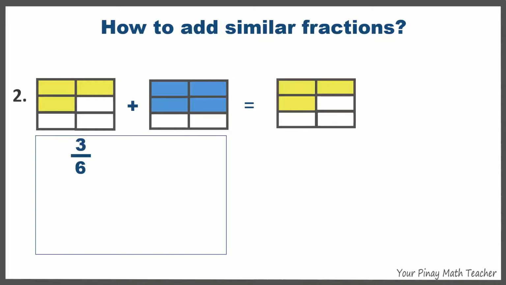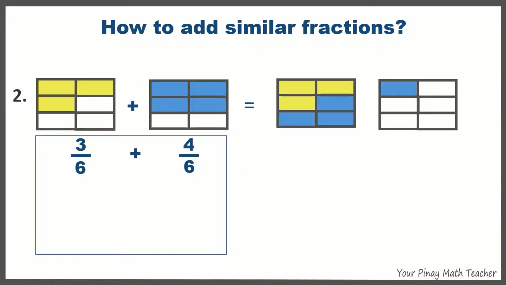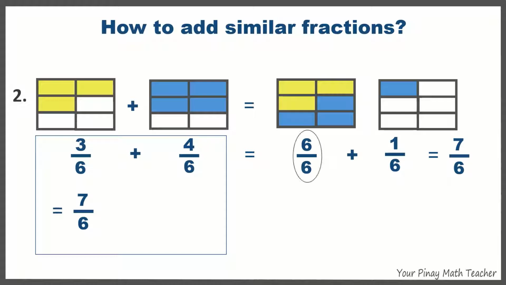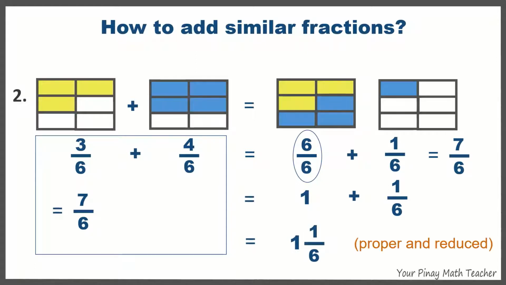Number 2. 3 sixths plus 4 sixths is equal to 6 out of 6, as shown in the figure above, plus 1 sixth, which also gives us 7 sixths. Converting 6 over 6 to 1 whole, we have 1 plus 1 sixth, giving us a sum of 1 and 1 sixth. Since 1 sixth is already a proper fraction and it is reduced to lowest term, then 1 and 1 sixth is the final answer.